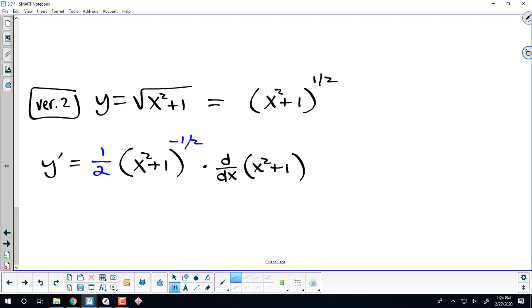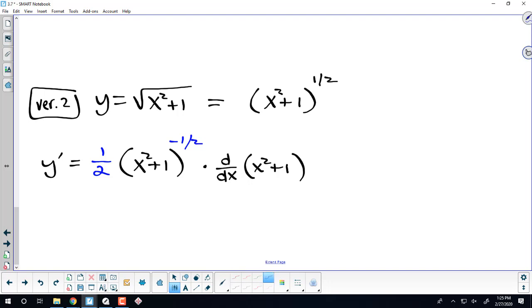Does anyone have any questions? This is a really important rule. There's a lot of things going on when you have composition. The next section depends entirely on us being able to use the chain rule.